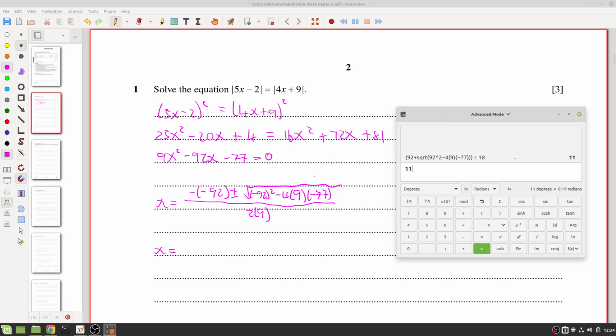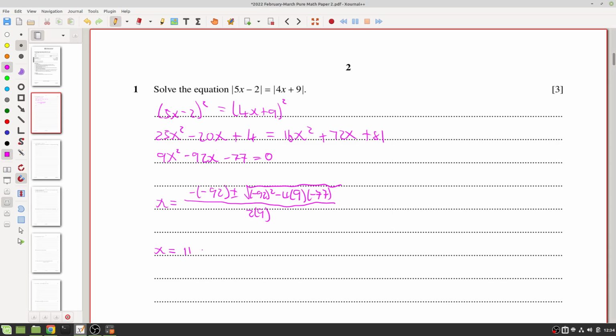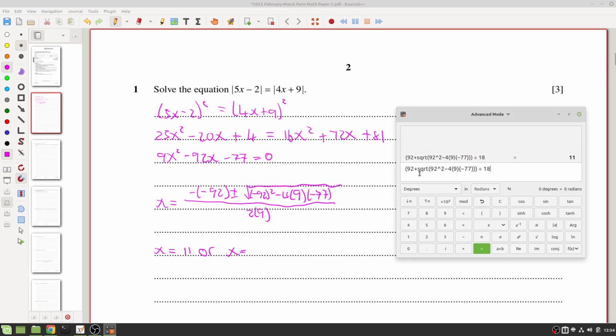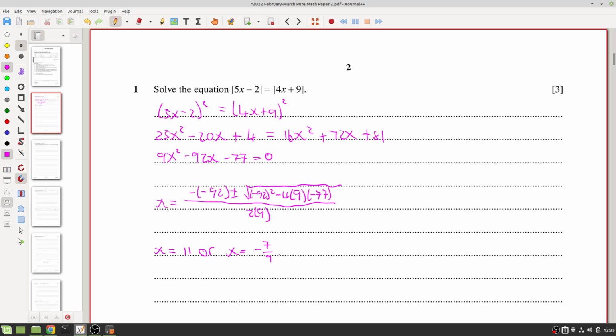Okay, so that gives us 11 if we use the plus, so x equals 11, or x equals, and now let's just change the plus into a minus. And that gives us negative 0.7 recurring, so that's negative 7 over 9. Okay, so this shows us it should have been able to be factorized. If we factorized this, it would have been 9x plus 7, and x minus 11. So you could have also factorized it into that.